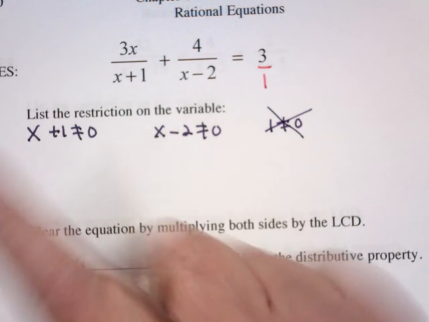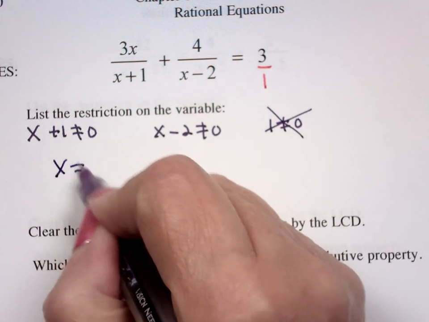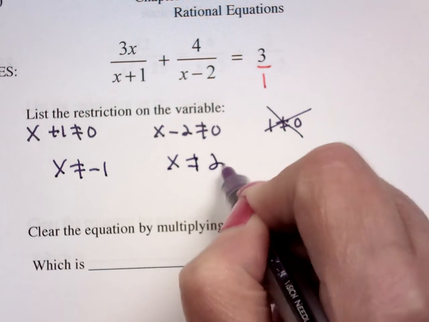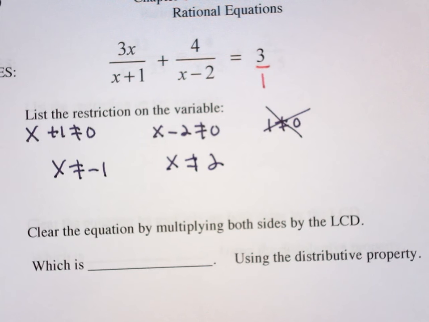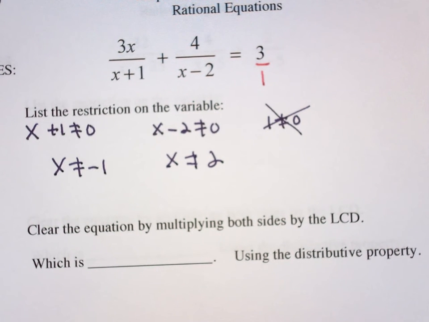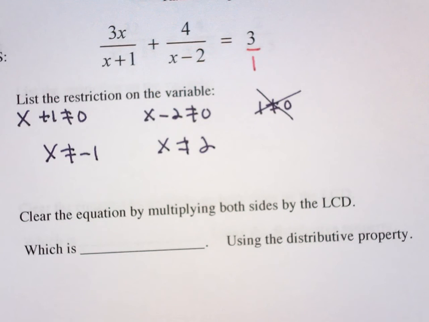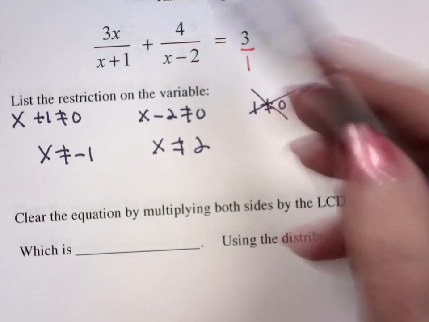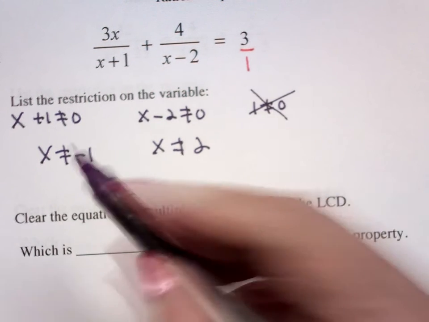So here are the 2 exclusions. X can't be -1. X can't be 2. I can use any number except for those 2. So that's my restriction. What's the LCD? X plus 1, X minus 2, because that's a 1.